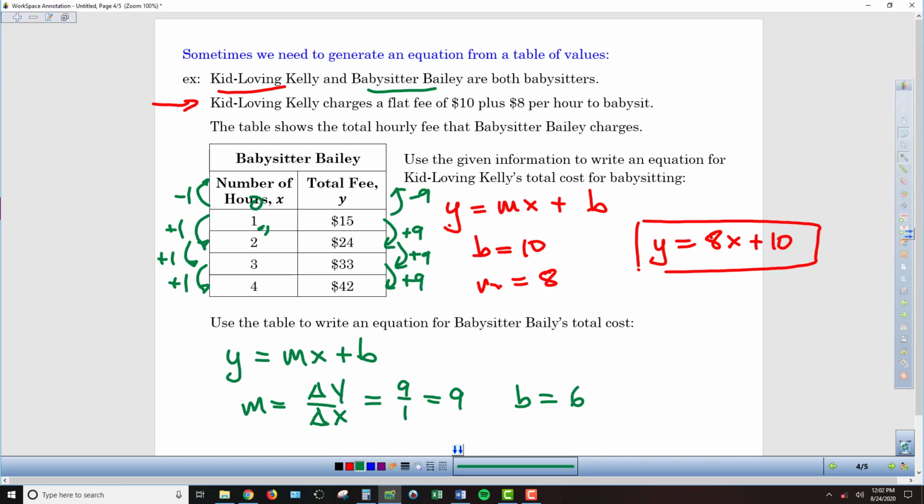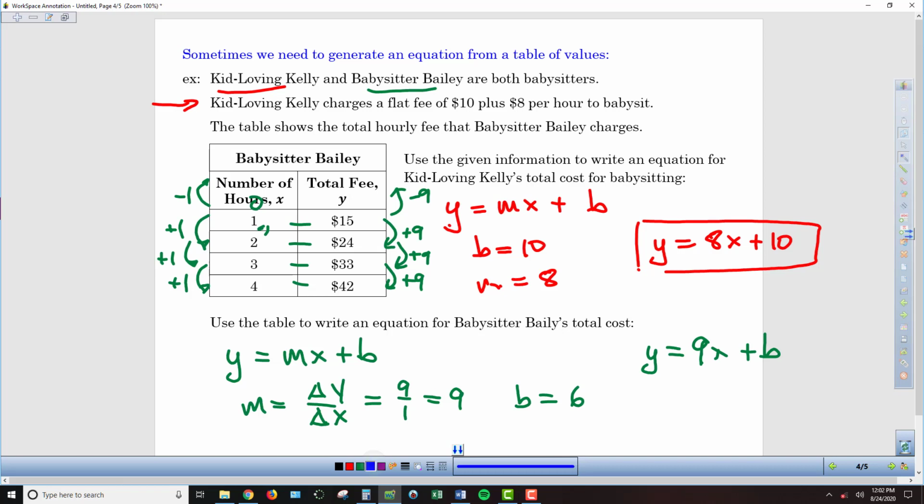Or the other option that I have is, once I know the slope is 9, I can take any one of these ordered pairs and plug them in for x and y in my equation and figure out what b is.